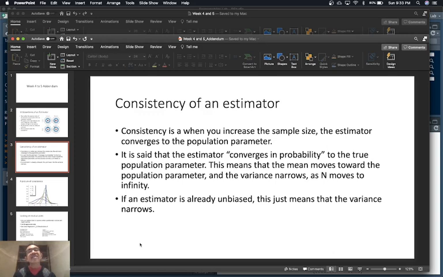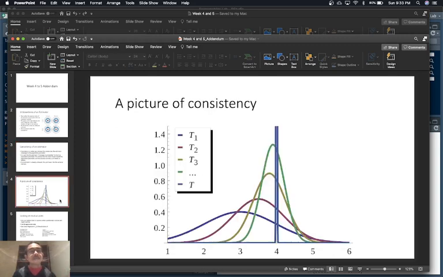So consistency is really about what happens when you increase the sample size. When you increase the sample size, you move towards the true population value and the variance of the estimator narrows, so that in the limit, you're really pinpointing the population parameter.